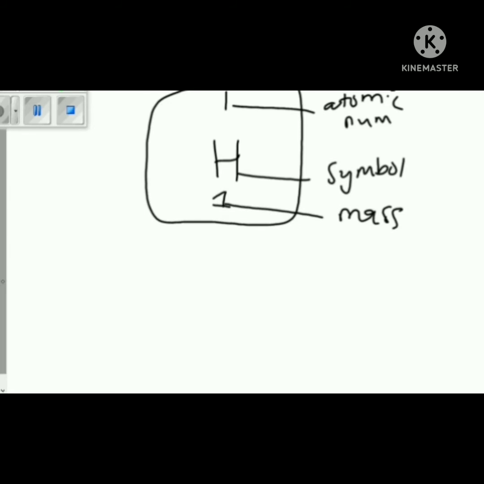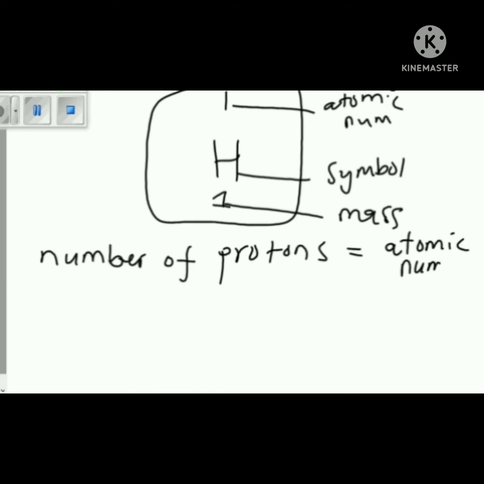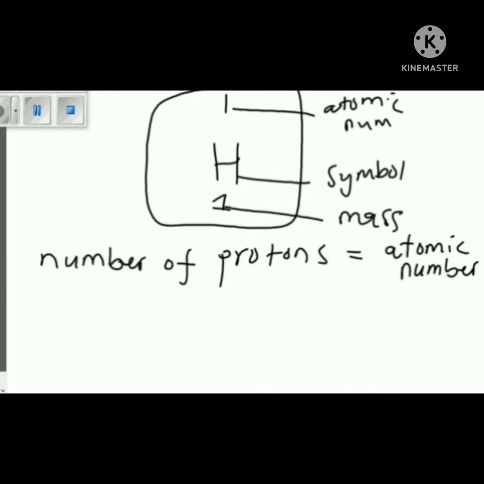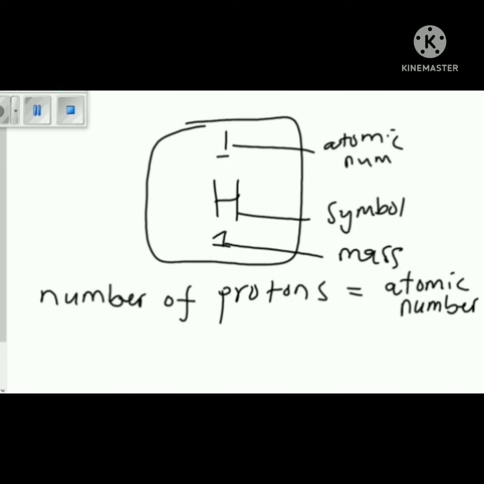To find the number of protons, how do you find the number of protons? The number of protons is simply equal to the atomic number. In other words, these atoms are arranged by their number of protons. So this is the hydrogen atom. We've got the atomic number 1, which means it has 1 proton.